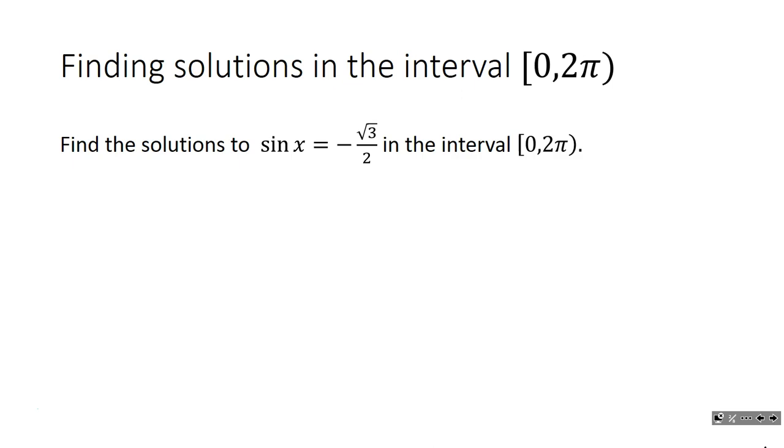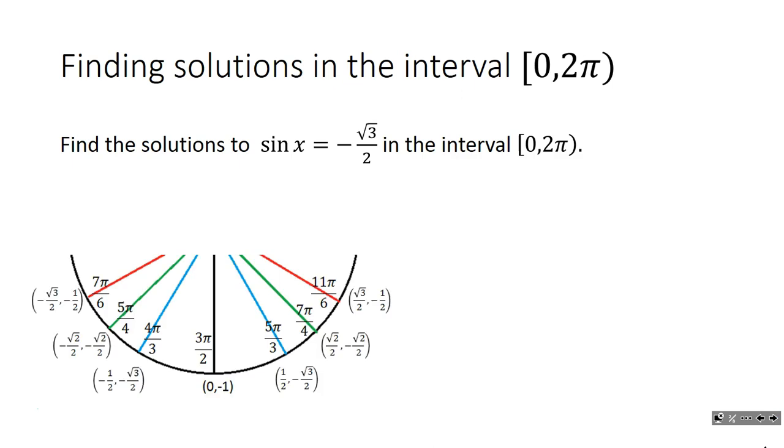First problem, let's find the solutions to the sine of x equals negative square root of 3 over 2 in the interval 0 to 2 pi. Now this problem will be very easy to solve provided we know the values on the unit circle. I'm going to pull up the portion of the unit circle that's relevant to this problem, because notice it says that the sine is a negative number.